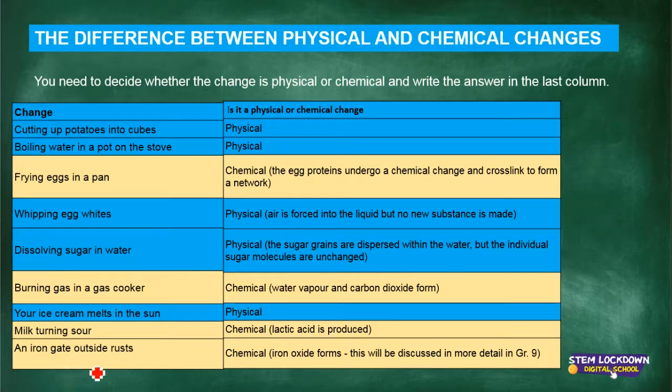Now your iron gate that rusts outside is a chemical change because iron oxide forms, and for this iron oxide forming, you learn more about that in grade 9. You don't need to know so much about it in grade 8. You just need to know that an iron gate rusting outside is a chemical change because iron oxides form.